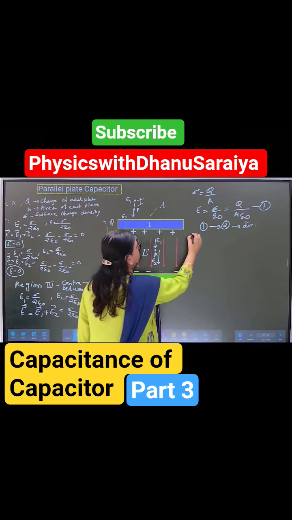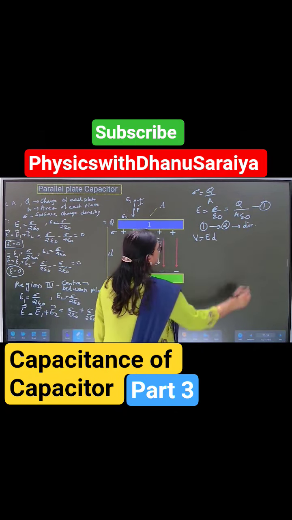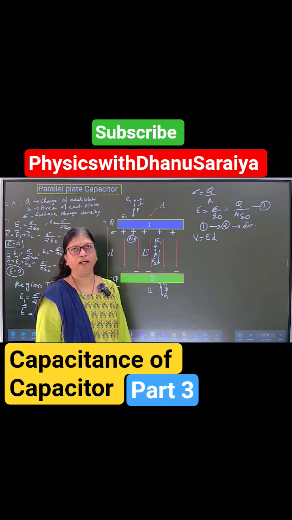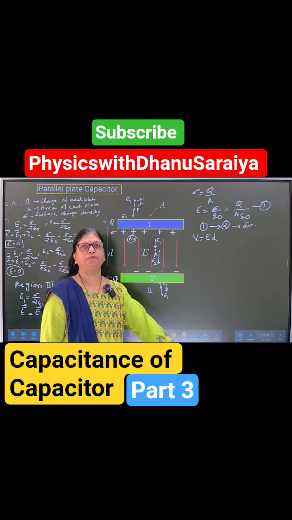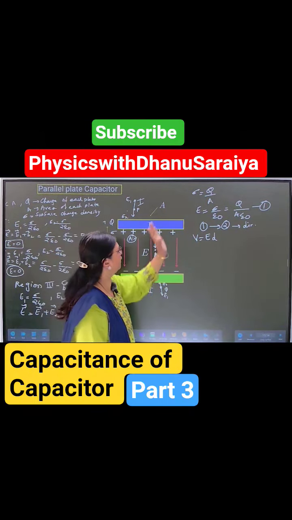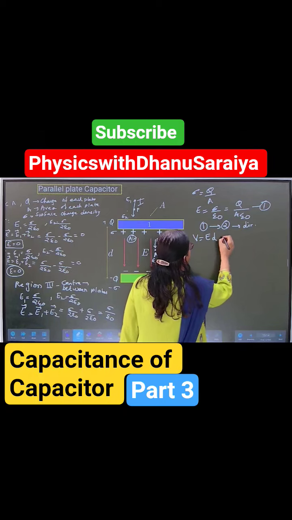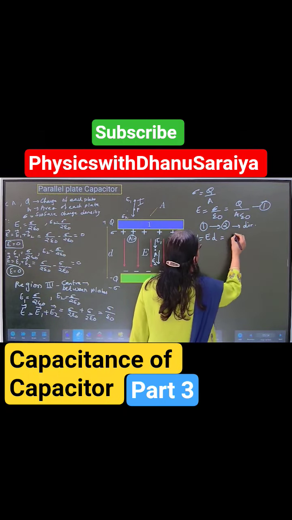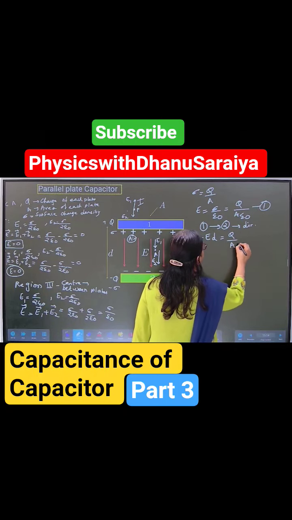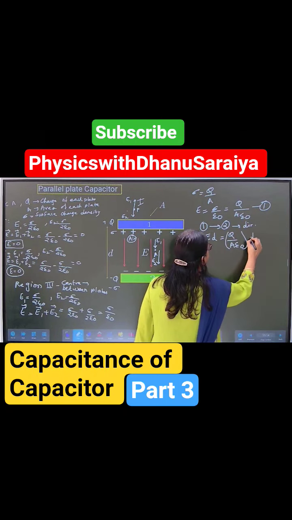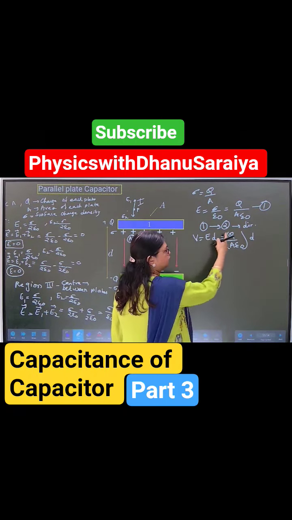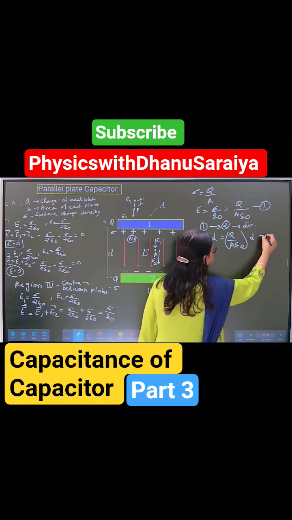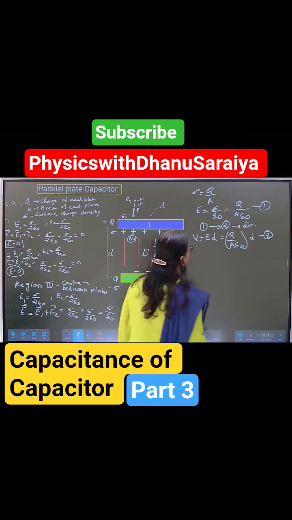Then V is equal to ED. The potential formula which we have already derived in this chapter, V is equal to ED. Now E I have got, so let me substitute E in this equation. V is equal to ED. We get V is equal to Q upon A epsilon naught D, where E I have substituted as Q upon A epsilon naught and D I have written as it is. So this is equation number 2.